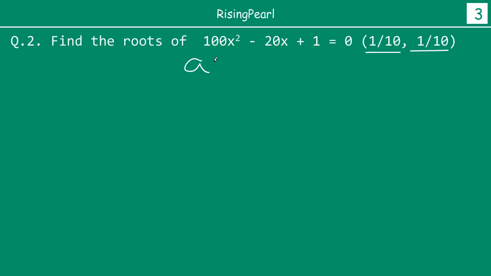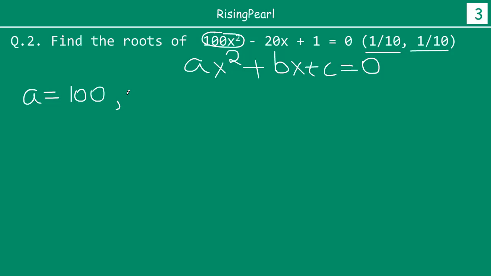So writing the standard quadratic equation in standard form, it will be ax squared plus bx plus c equal to 0. So from here we see that a will be equal to 100. This is the ax squared, so a equals 100. Now the bx term is minus 20x, so b is minus 20, and the value of c is plus 1, c is 1.